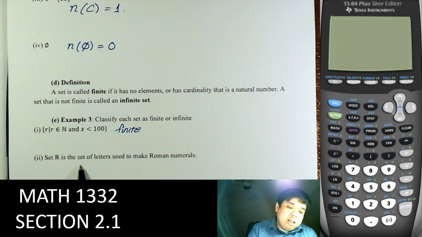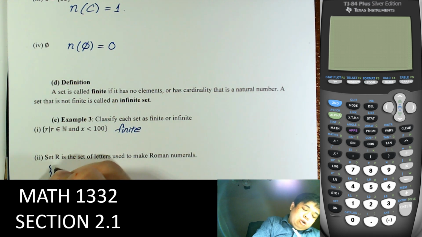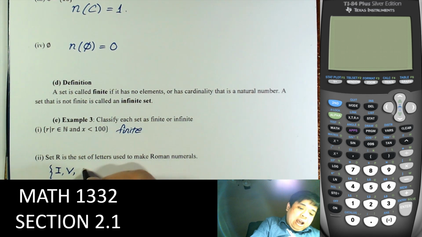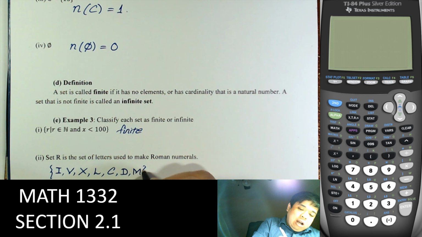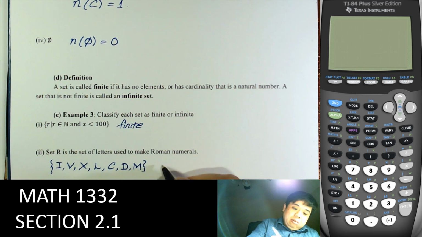The set R is the set of letters used to make Roman numerals. Well, that will be I, V for 5, X for 10, L for 50, C for 100, D for 500, and M for 1000. So there are 7 of them, and of course it is finite.